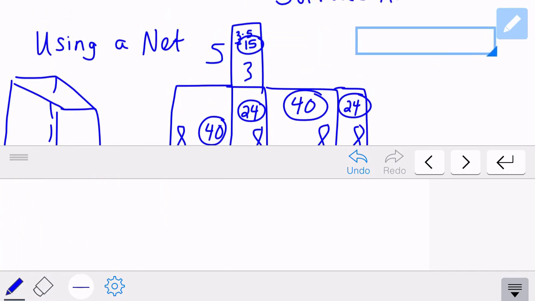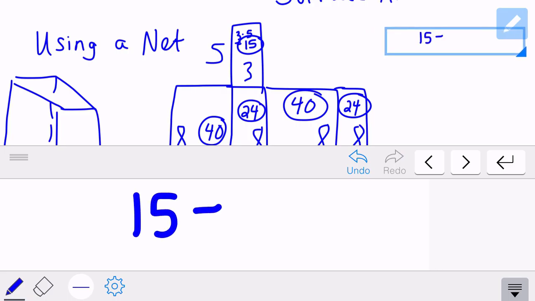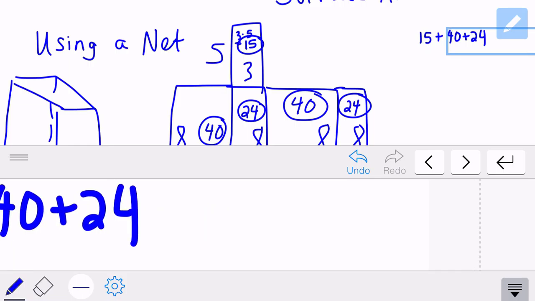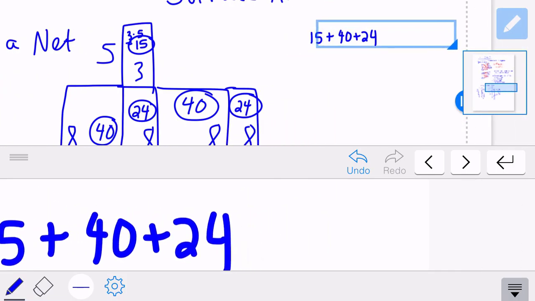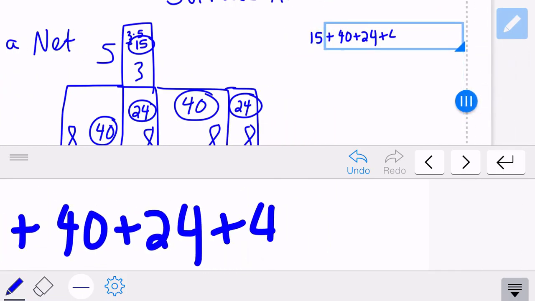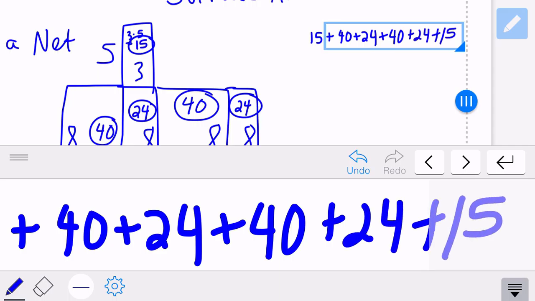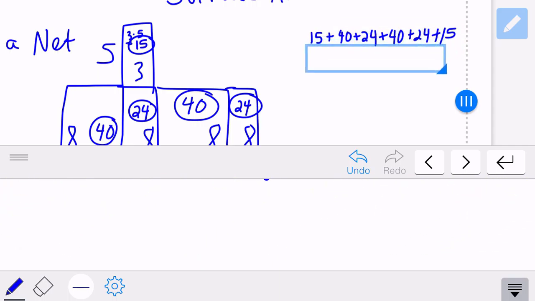And then we just add them all together. So let's see, we had a 15, we had 40, 24, we had another 40, another 24, and one more 15. So we add those all together, and what do you get?